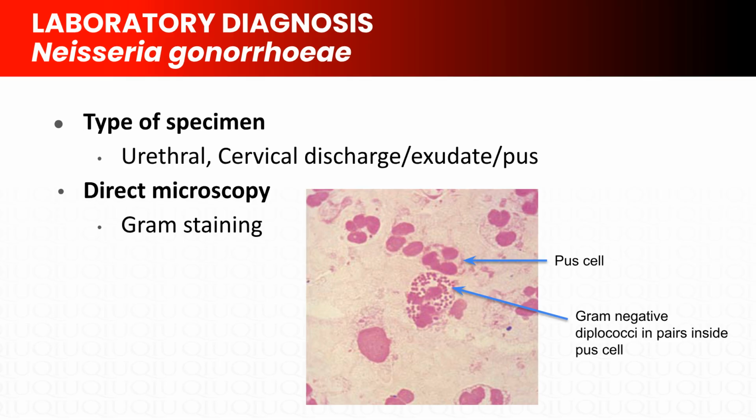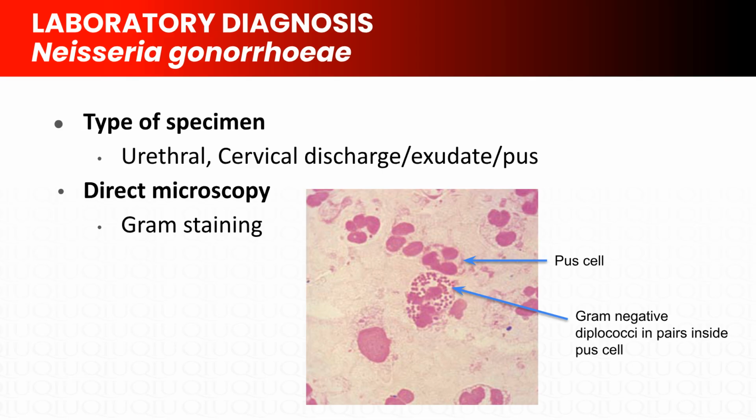The first step in diagnosis is obtaining appropriate specimens. For direct microscopy and culture, we need samples from the site of infection. In men with urethritis, urethral discharge, or exudate. In women, endocervical discharge or exudate. For other sites, pharyngeal swabs for oral infection, rectal swabs for rectal infection, or joint fluid for disseminated infection.